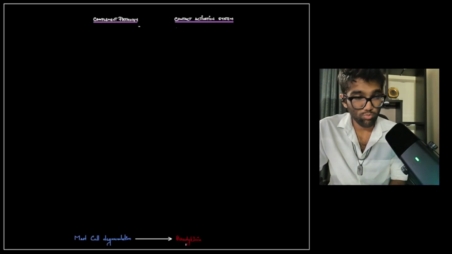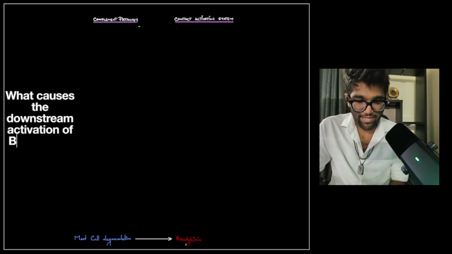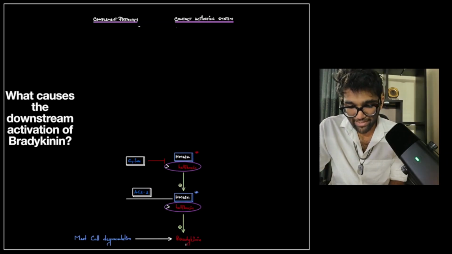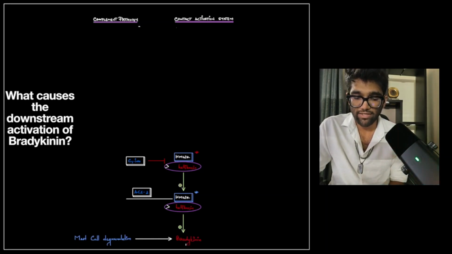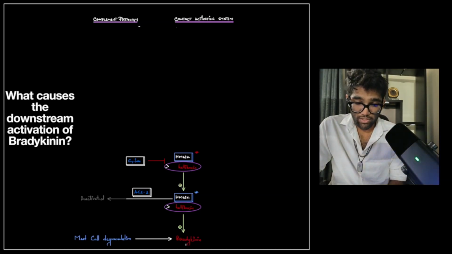Like I said, there are two pathways that can result in downstream activation of bradykinin: the complement pathway and the contact activation pathway. So what exactly is causing this excessive activation of bradykinin downstream? Bradykinin is activated by a protein complex consisting of HMWK, that is high molecular weight kininogen, bound to a protein called prekallikrein, which is then converted to its activated version, kallikrein.